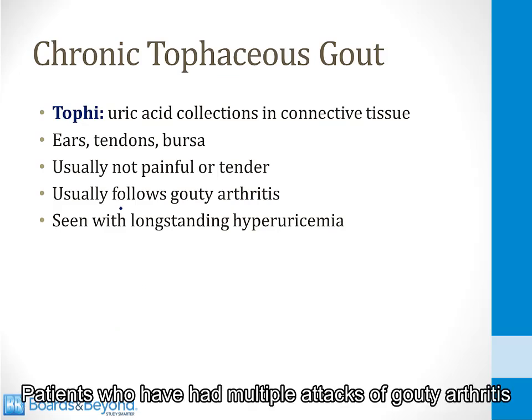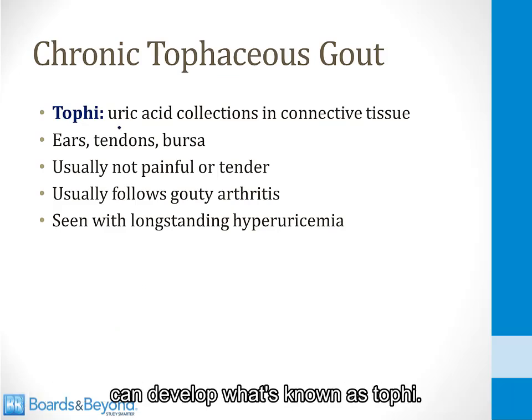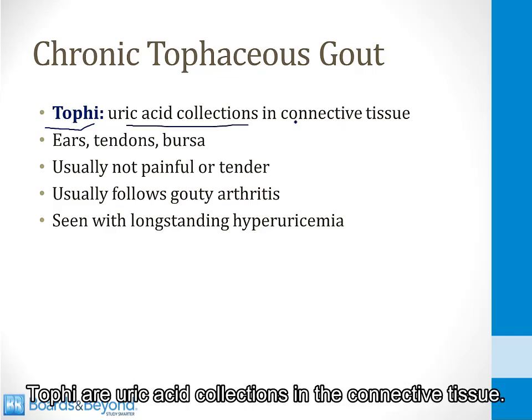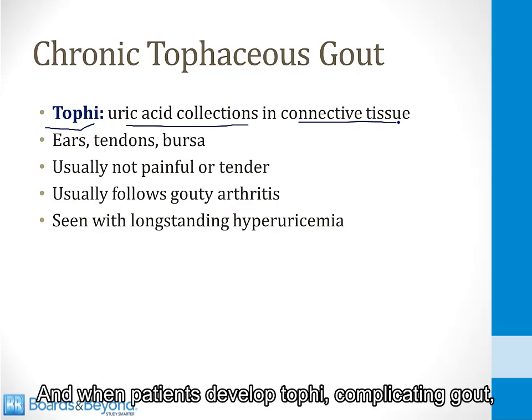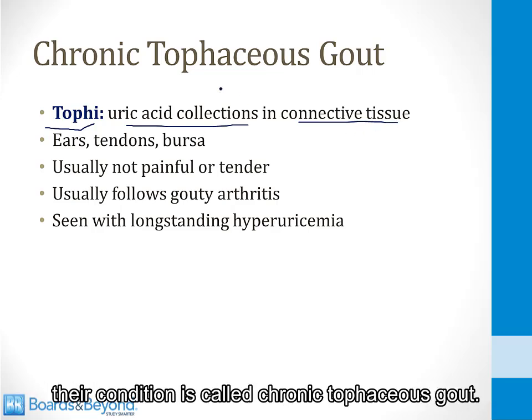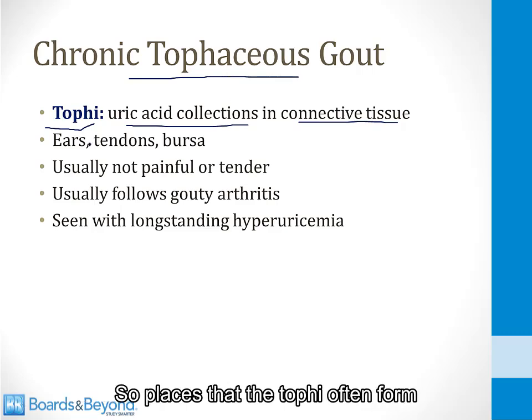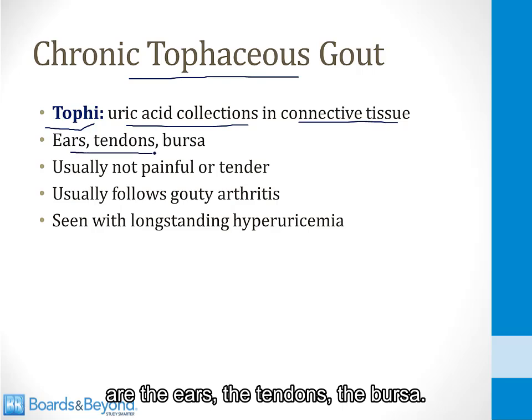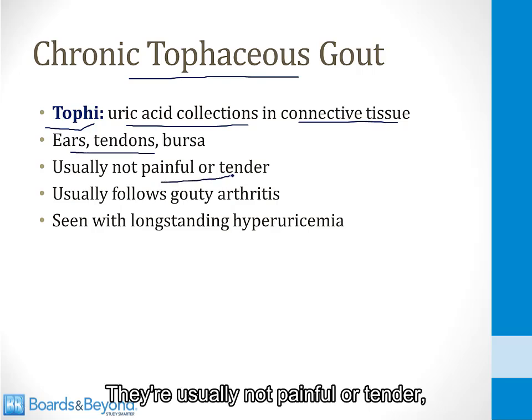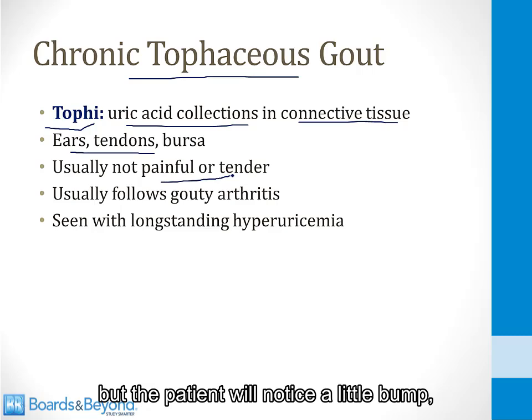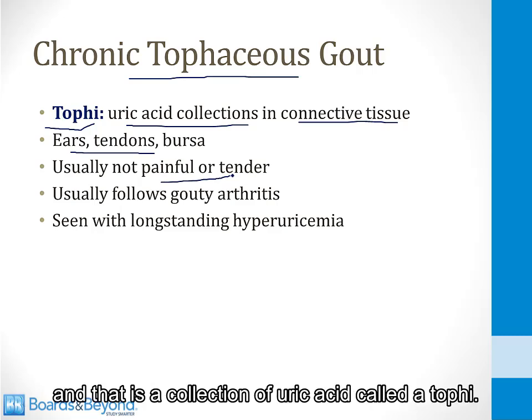Patients who have had multiple attacks of gouty arthritis can develop what's known as tophi. Tophi are uric acid collections in the connective tissue, and when patients develop tophi complicating gout, their condition is called chronic tophaceous gout. So places that the tophi often form are the ears, the tendons, the bursa. They're usually not painful or tender, but the patient will notice a little bump, and that is a collection of uric acid called a tophus.